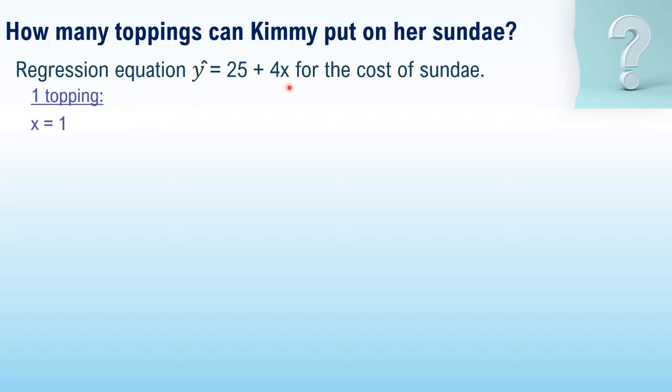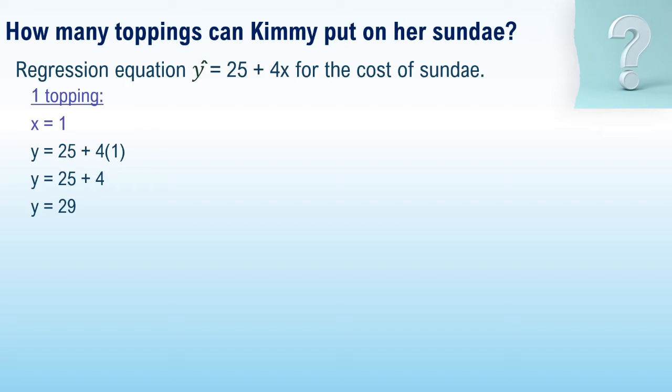We will substitute 1 in x here. So we will have y equals 25 plus 4 times 1. So 4 times 1 is equal to 4. So we have there 25 plus 4, and 25 plus 4 is equal to 29. So y equals 29. In other words, Kimi will pay 29 pesos when she will be putting one topping for her sundae.